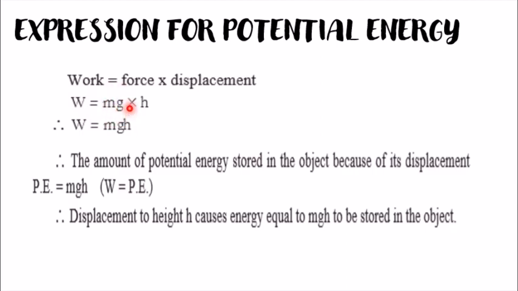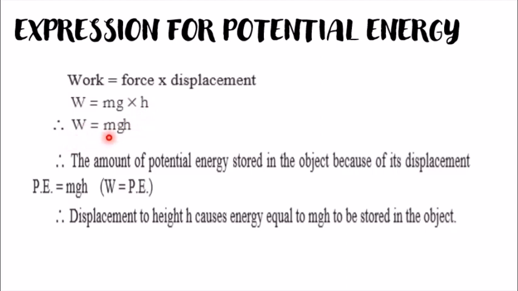Now why are we taking gravity here? Because the object is at rest, it is not moving. When it is moving, we can consider acceleration. But as it is at rest, that is why we are considering g, that is gravity. So instead of force, we are taking mass into gravity. And for displacement, we are taking h, that is the height, as the object is at rest at a particular height.